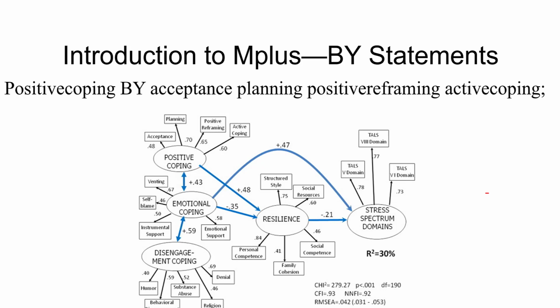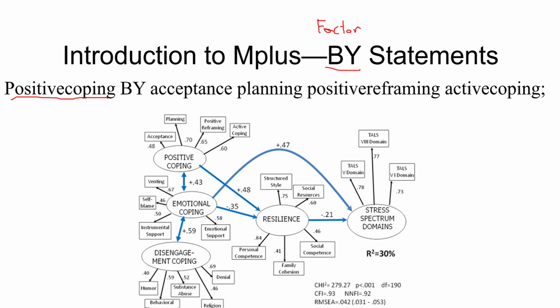I'm going to go through M+ when we go through the workshop. I just want to talk a little bit about the three basic statements that we have in M+. When we're looking at M+, we have BY statements, and BY statements get at factors. Anytime we're creating a factor, we'll use a BY statement. So what I've got here is a BY statement, positive coping.